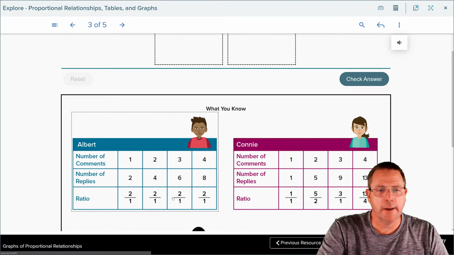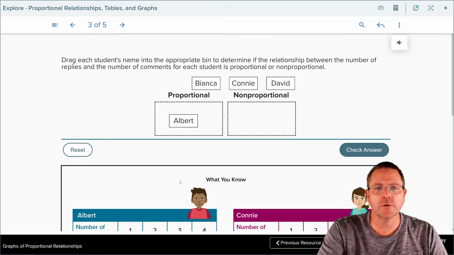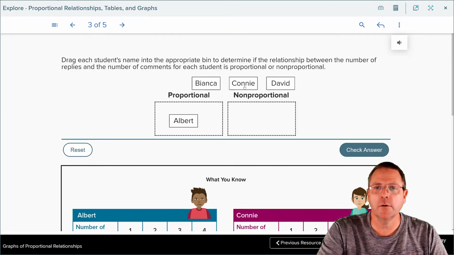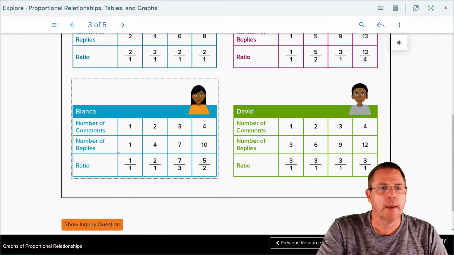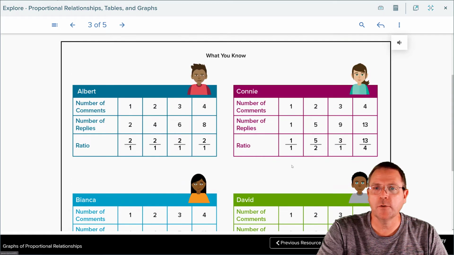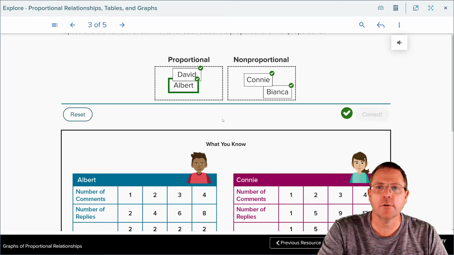Now, Albert had a constant rate down here. We called that a constant of proportionality or a constant ratio the other day, of 2 over 1. So Albert goes in the proportional box. Connie did not have a constant of proportionality or a constant rate of change here, so Connie goes in the non-proportional box. Bianca also did not have a constant rate of change, so she's non-proportional. Meanwhile, David did, so he is proportional. So Bianca goes right, David goes left. Check our answers. All of that is good.